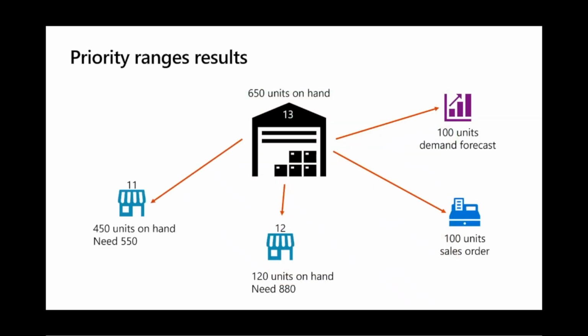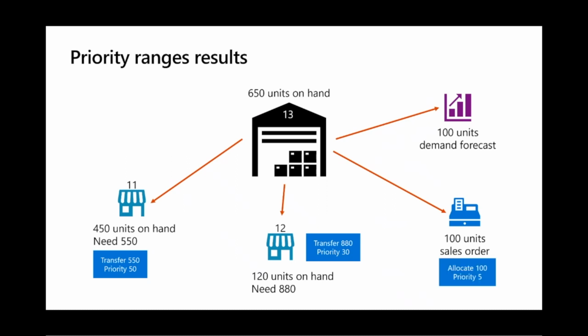So in this case, 450 units on hand falls into that orange bucket. So we'll get a transfer requirement of 550 with a priority of 50. In warehouse 12, 120 units on hand is between 0 and our minimum. So we'll get a transfer quantity of 880 with a priority of 30. Our sales order gets a priority of 5 again, and our demand forecast gets a priority of 60.